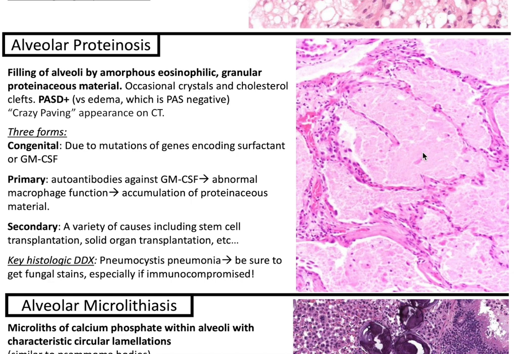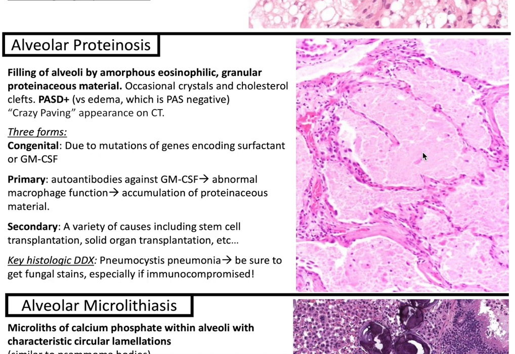There are three forms. Congenital, this is due to mutations of genes encoding surfactant or GM-CSF. Primary, this is autoantibodies against GM-CSF. You have abnormal macrophage function and accumulation of proteinaceous material. And secondary, a variety of causes including stem cell transplantation, solid organ transplantation, etc.